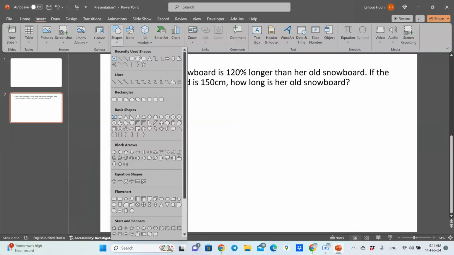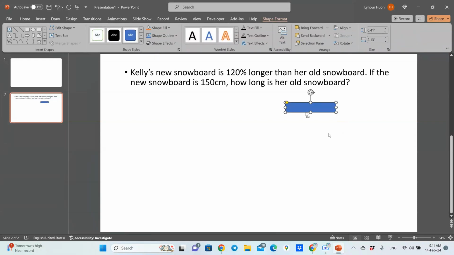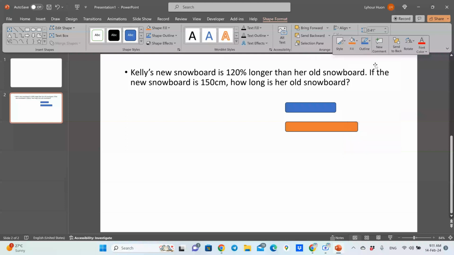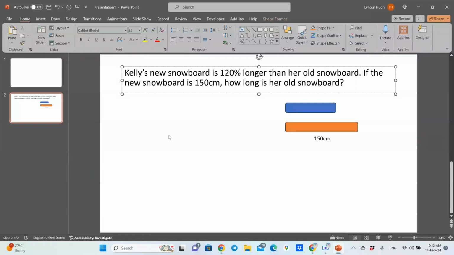Okay, let me draw this figure, maybe easier. Let's say this is the old one. The new one will be longer than that, 120%. And we know that the new one is 150 centimeters. So how long is her old snowboard? Now we want to know how long is her old snowboard. Do you have any idea first?